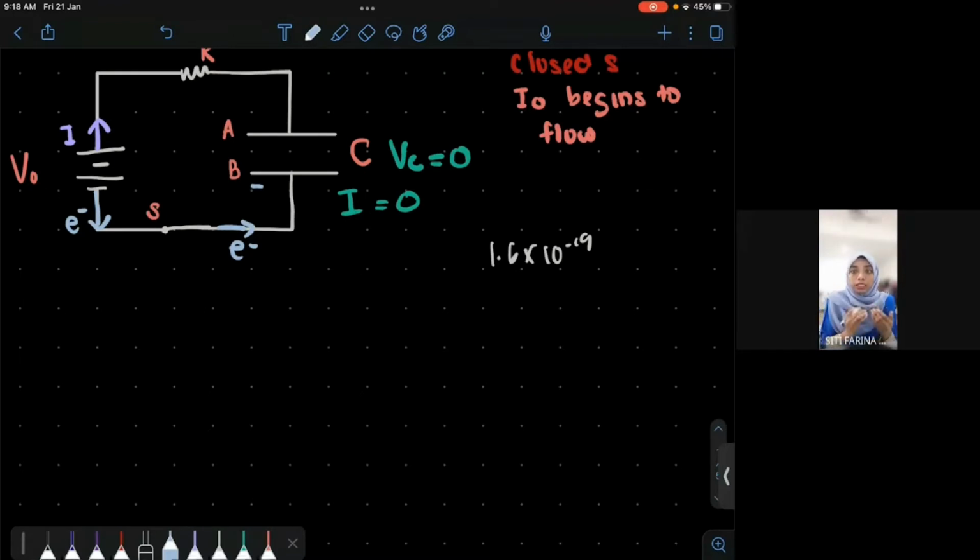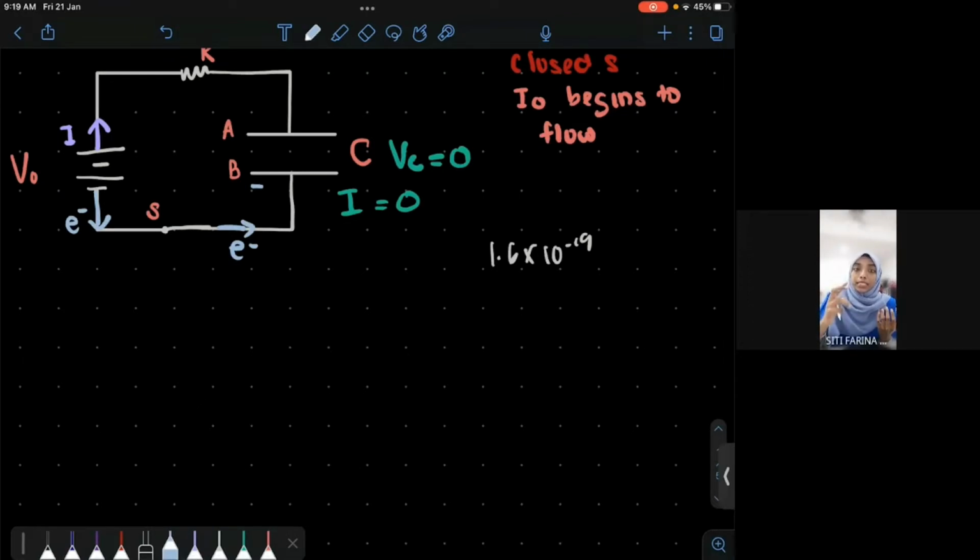At this particular point, plate A, which was initially neutral just like B, now as B becomes negative because it has an extra electron, is going to repel the negative charge on plate A.